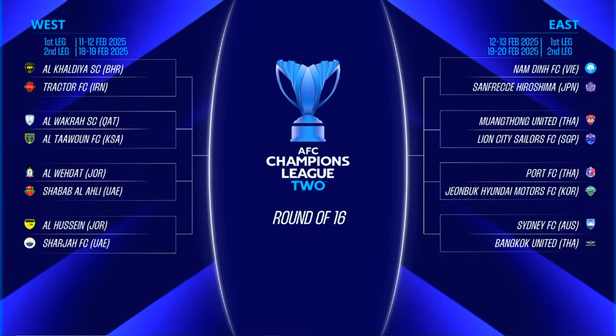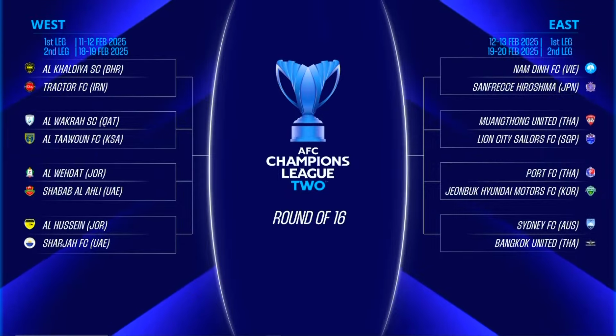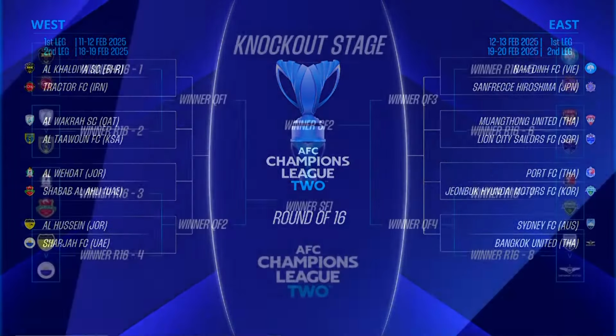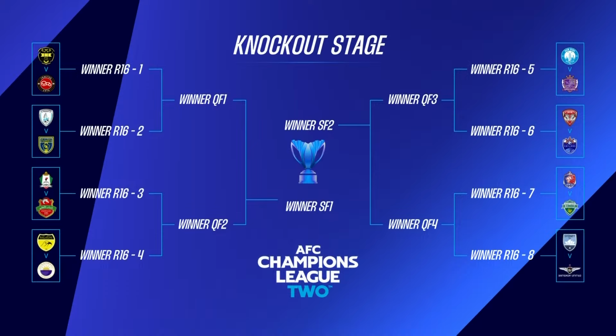Moving on to the East region, we have 4 fixtures again. Nam Dinh versus Sanfrecce Hiroshima, Muangthong United versus Lion City Sailors, Port FC versus Jeonbuk Hyundai Motors, and finally Sydney FC versus Bangkok United. We wish the very best luck to all the participating clubs, and we're sure they will entertain us to the best of their abilities once the highly anticipated knockout stage action kicks off in 2 months' time.